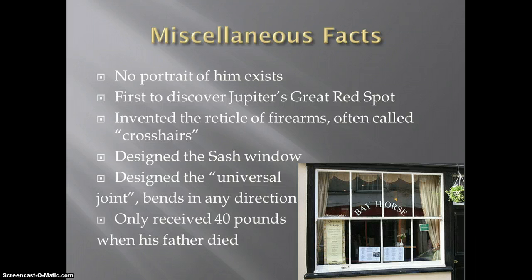He invented what we know today as crosshairs on a firearm, which are what is seen when you look down the scope. He architecturally designed a sash window, which is a very common form of window seen in the bottom right. He designed the universal joint, also known as Hooke's joint, which can bend in any direction.